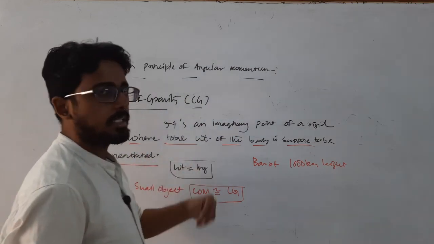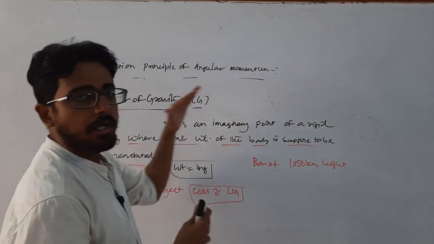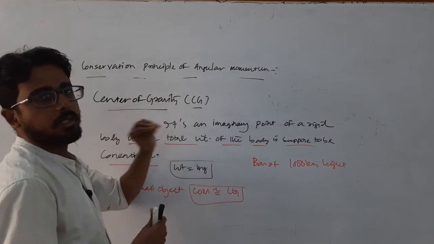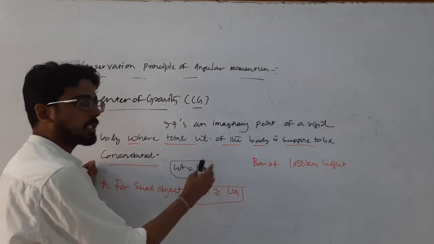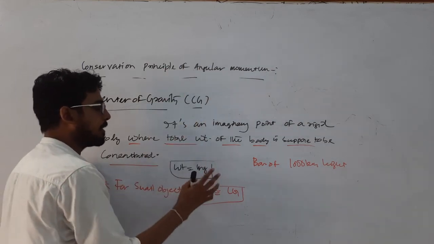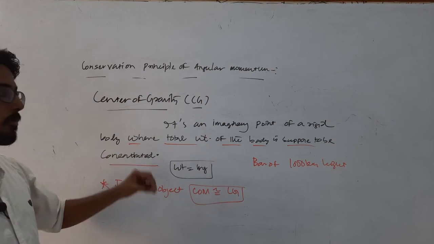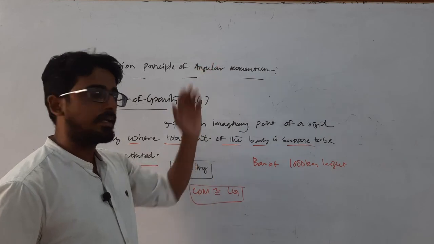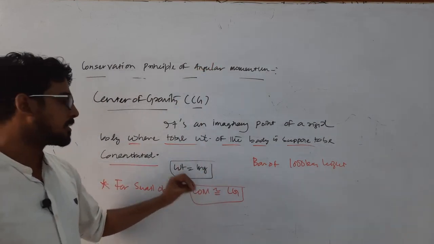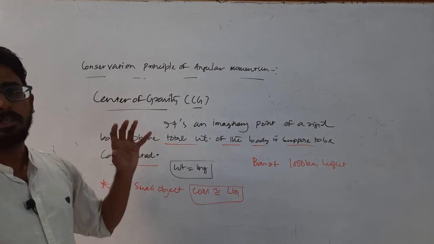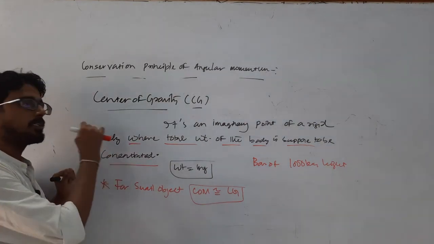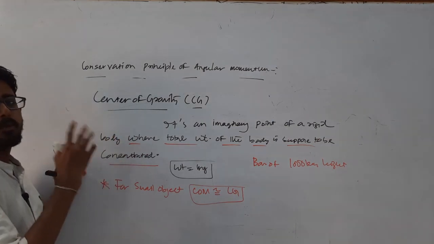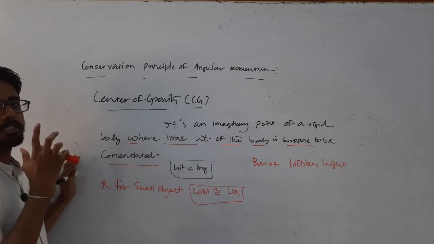But for small objects like me, you, and small short-height buildings, the center of mass and center of gravity mostly lie at the same position. Clear? Because g remains constant for very small heights, that's why the center of gravity and center of mass lie at the same point. But for very large objects like Burj Khalifa or Eiffel Tower, when the height is very high, the center of mass and center of gravity differ from each other. Okay, so what is center of gravity? It is the point where the total weight of the body is supposed to be concentrated, and center of mass is the point where the total mass of the body is supposed to be concentrated.